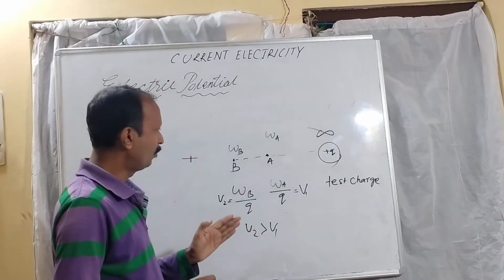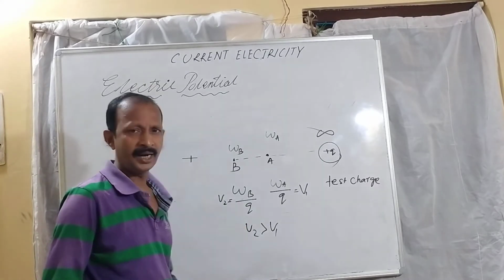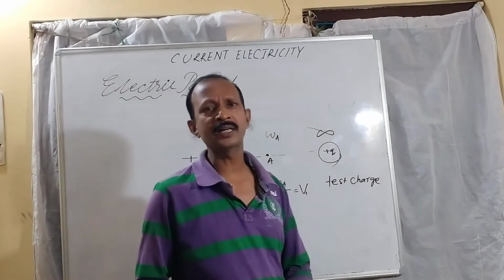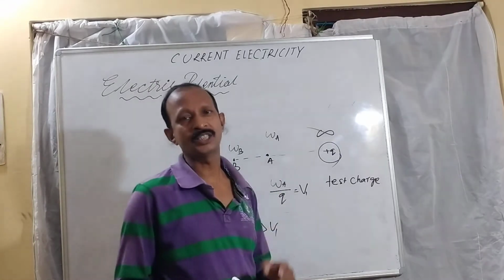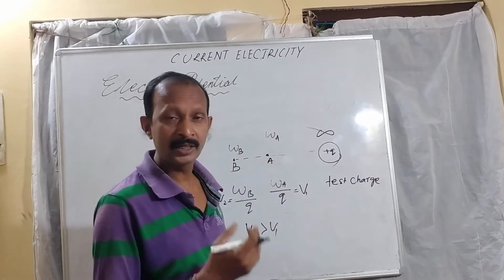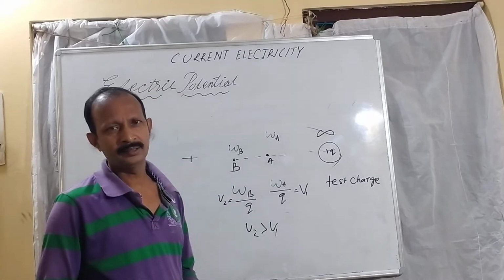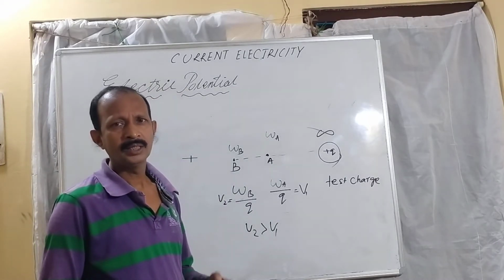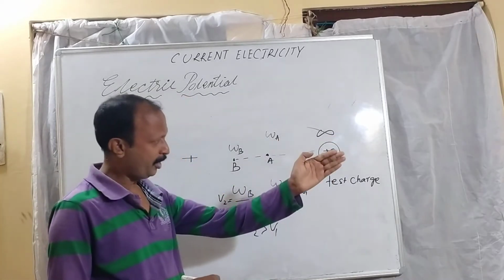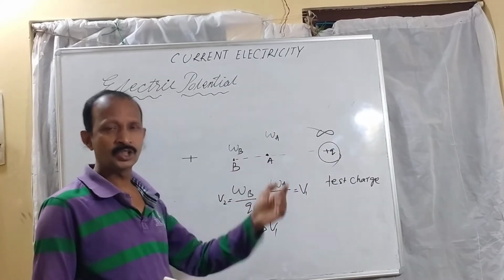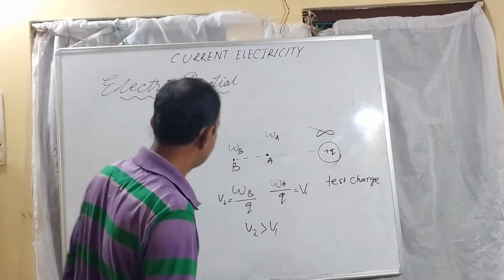So I hope that you might have understood what is electric potential. I can say that it is the amount of work done per unit charge for moving a unit test charge from a point at infinity to a point is called the electric potential of that point. Listen carefully.